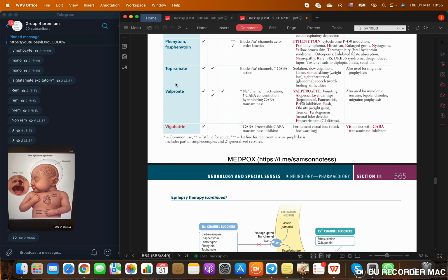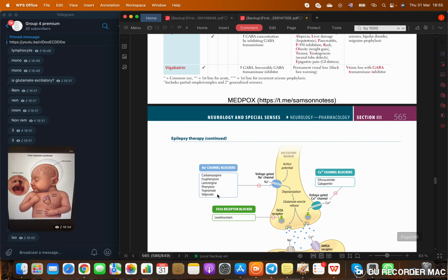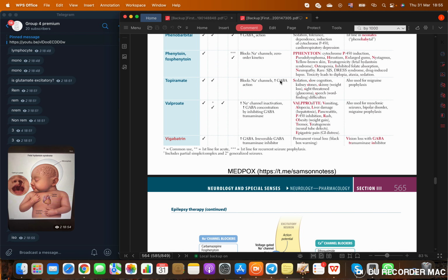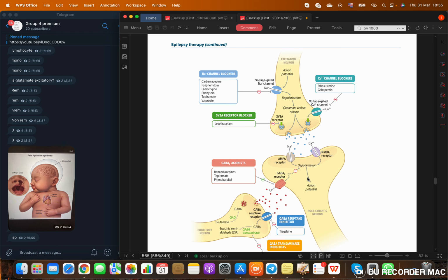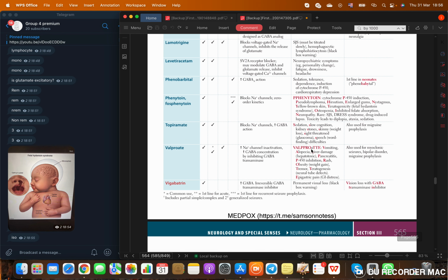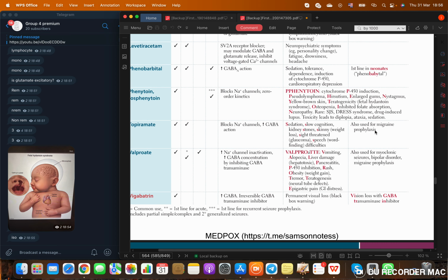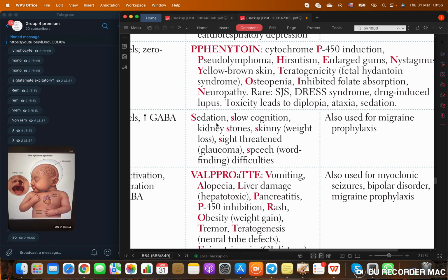Phenytoin is used a lot. Topiramate. Topiramate is also a blocker of the sodium channel. So this guy is going to block the sodium channel and increase the GABA action. Okay, as you can see here, it increases the GABA action. So that will lead to GABA action. Sounds like everything is going to be slow. So sedation, slow cognition, kidney stones.